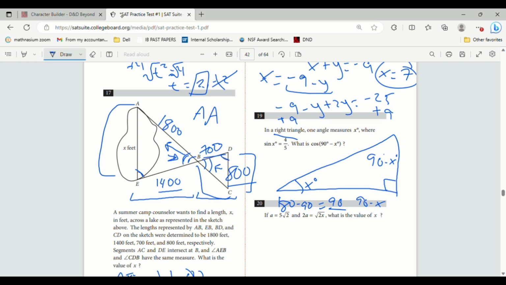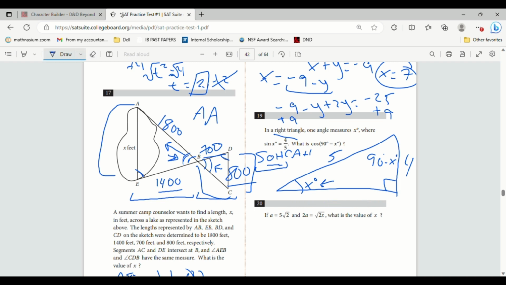So now we can start putting down some numbers. Sine of x equals 4 over 5. And so what is sine? Well, we have SOHCAHTOA. Sine is opposite over hypotenuse. So 4 over 5 is opposite, because this is the angle that we're doing the sine for. Sine equals 4 over 5, so 4 over 5.